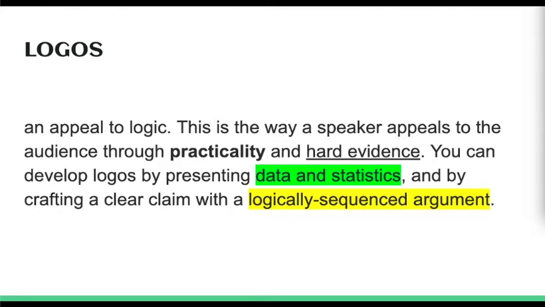Okay, logos. So we've talked a lot about logos. And I know that prior to the last couple of weeks, logos has just been facts and statistics. But obviously, when we look at things like deductive and inductive reasoning, we recognize that logos isn't just a matter of hard facts and data, although those are really, really important components. So logos is the appeal to logic, and this is the way that the speaker appeals to the audience through practicality and hard evidence.